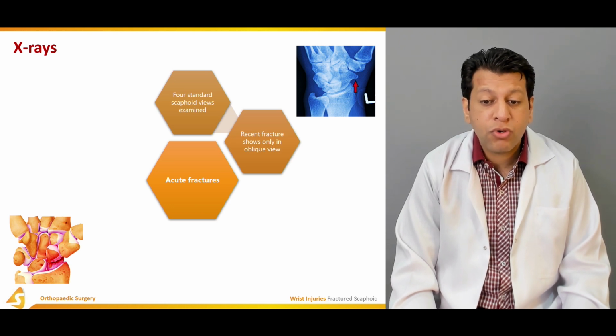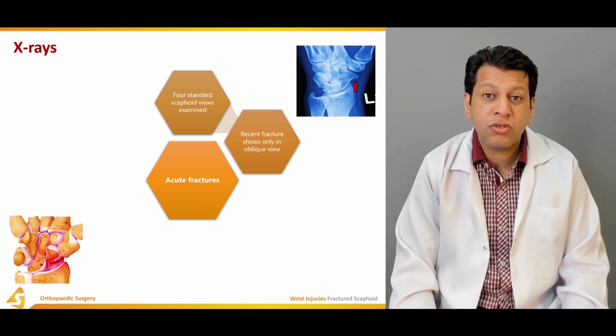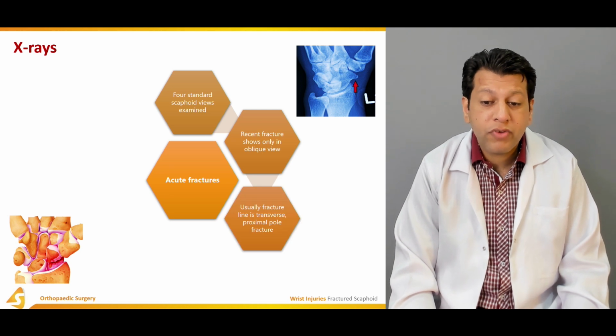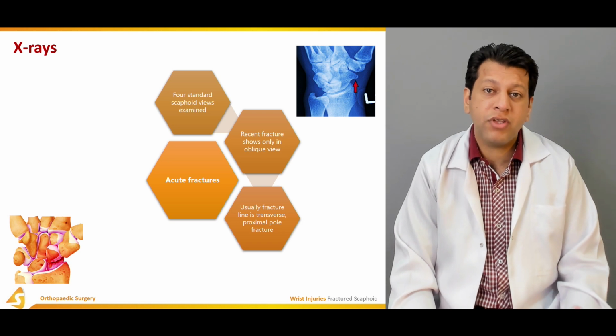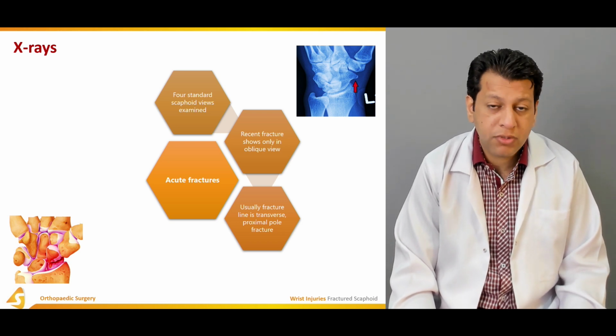A recent fracture sometimes shows only on the oblique view, if it's not a complete fracture. Usually the fracture line is transverse in the proximal pole. If it's a transverse fracture or a fracture in the waist, that can easily be seen.